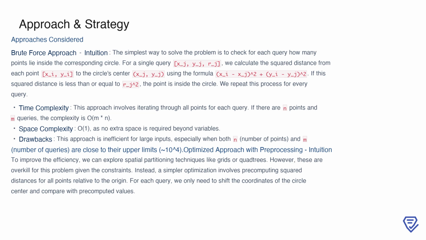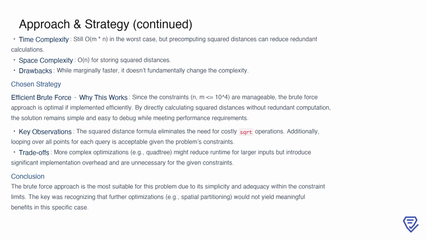For each query, we can then shift the circle's center coordinates and compare directly with these pre-computed values, reducing redundant calculations and improving efficiency. With pre-processing, the time complexity remains O(m * n) in the worst case because we still loop through all points for each query.